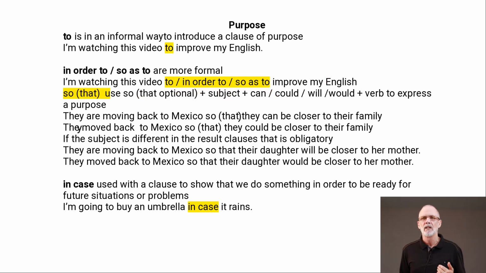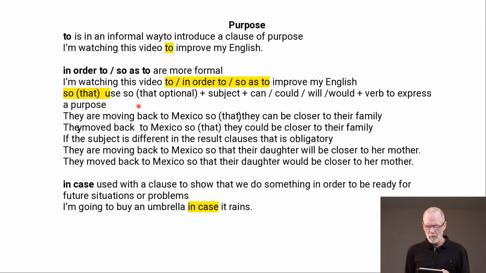So three ways. I'm watching this video to improve my English. Informal. I'm watching this video in order to improve my English. More formal. And I'm watching this video so as to improve my English, probably the most formal. We can also use "so that" in the following way.